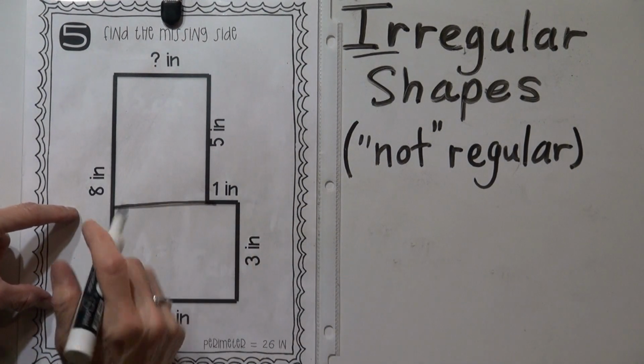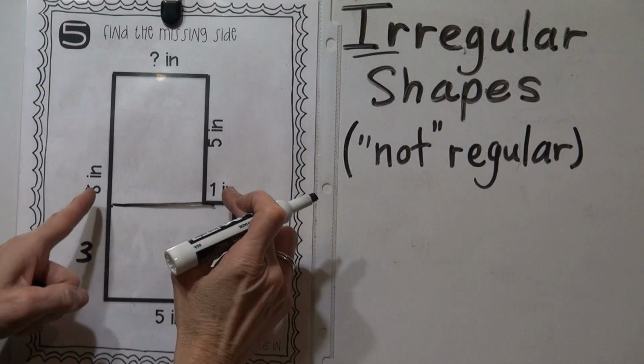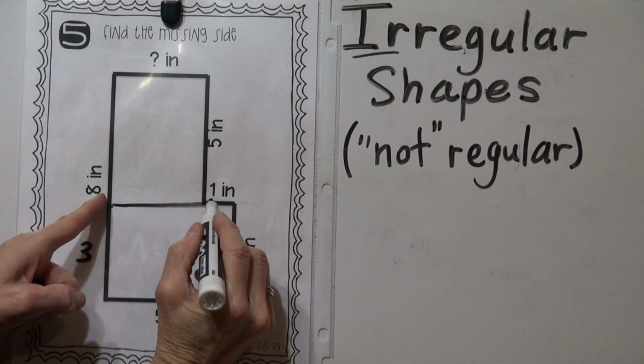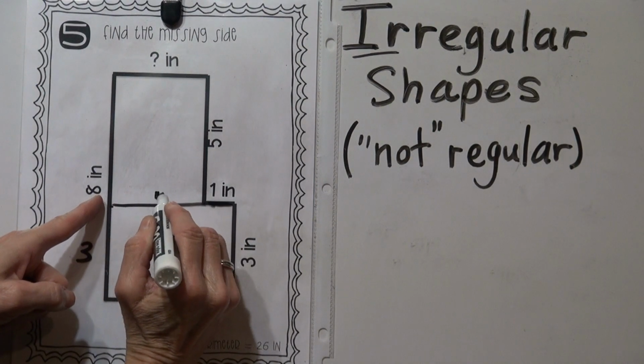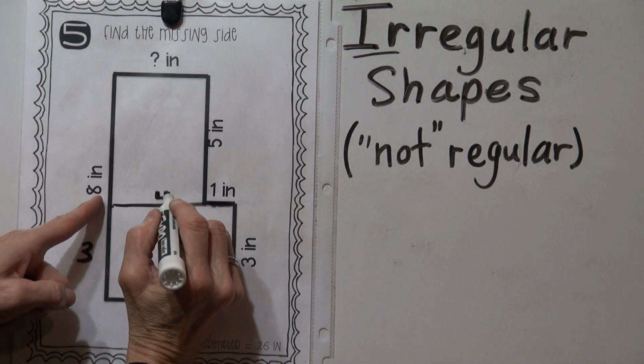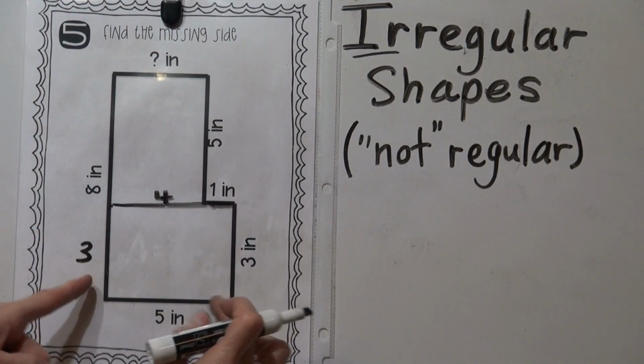So if this is 3, this is 3 inches. So if this is 5, this has to be 5. Well, we already have one piece right here, which is 1 inch. So that means this section is 4 inches, because 4 plus 1 is 5. So this line now equals that one.